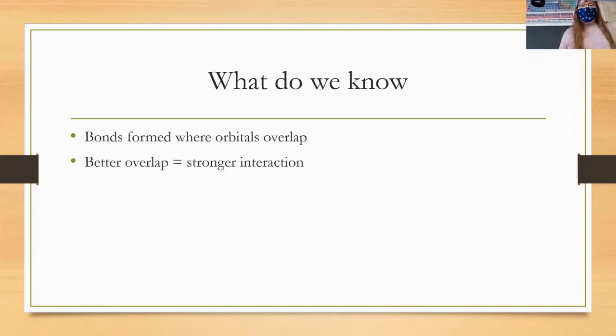Okay. So what do we know so far? We know that bonds get formed when orbitals overlap. We've talked about that with our valence bond theory. We've talked about that kind of in general with how are they sharing those electrons. They're getting close enough to each other that the orbitals can share. And that the better the overlap, the stronger the interaction is going to be.